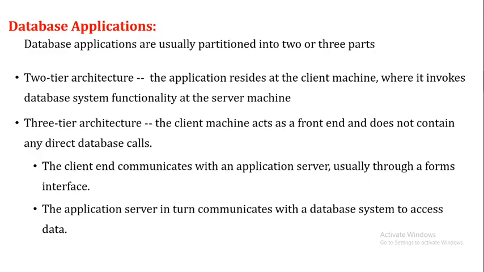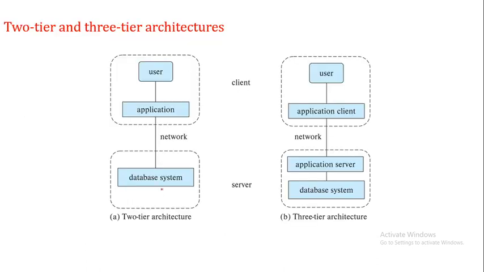Next we are going to move to the application. A database application can be of a two-tier architecture or a three-tier architecture. In case of your two-tier architecture, the application itself resides in the client's machine, where it invokes the database system functionality at the server machine. There will be a server machine through which a client will be accessing the database by using its own applications. But this is different in case of your three-tier architecture. You can understand it in a better way.